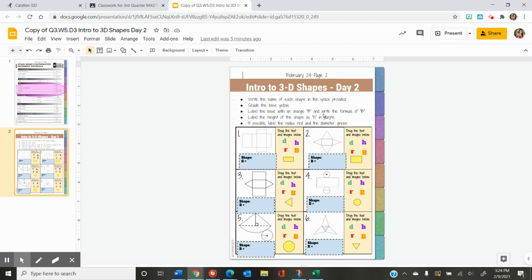So again, it says write the name of each shape in the space provided, shade the base yellow, label the base with an orange B, and write the formula of B. Now remember, big B stands for the area of your base. We also want to label the height of the shape as H in purple, and if possible, label the radius red and diameter green. You are only going to do that if your base shape is a circle. So I'm going to go ahead and zoom into number 1.